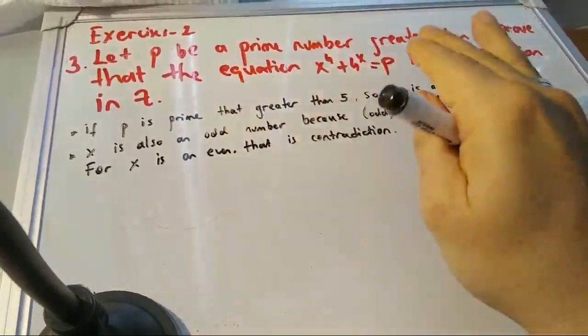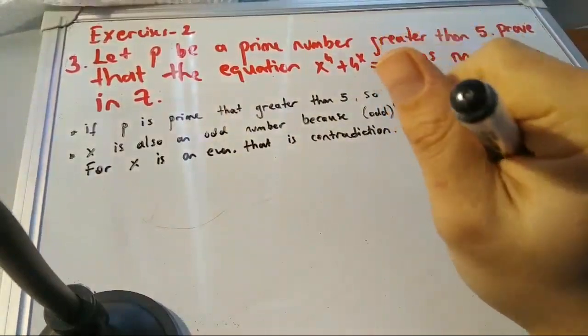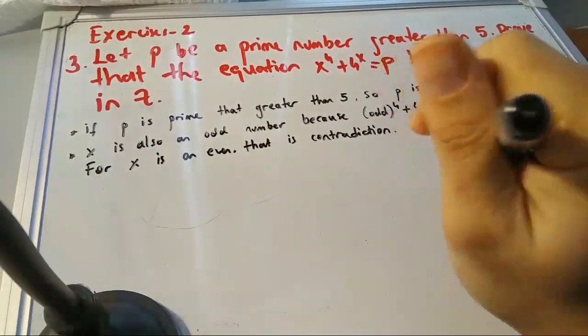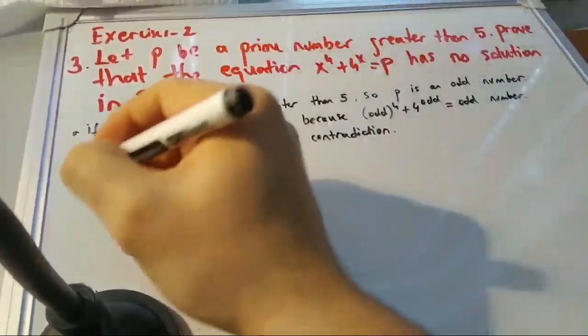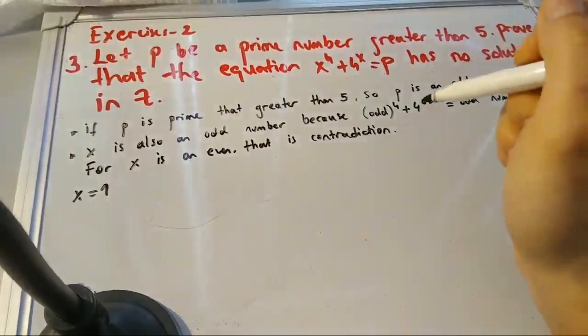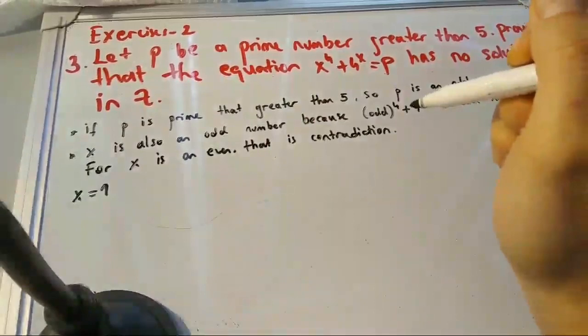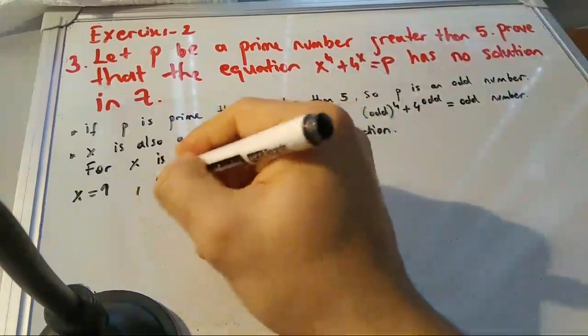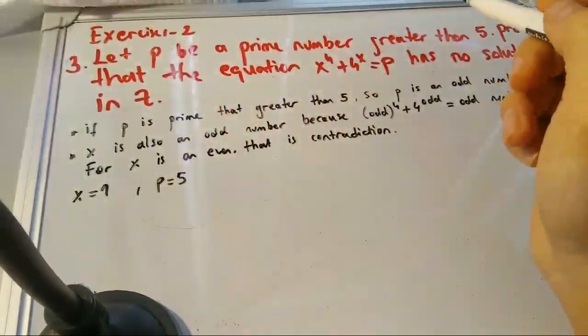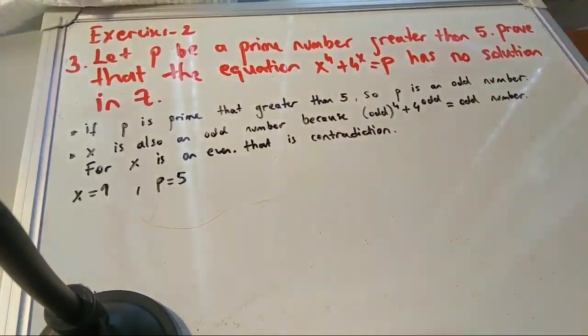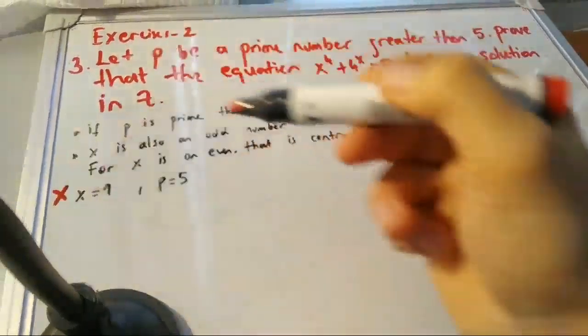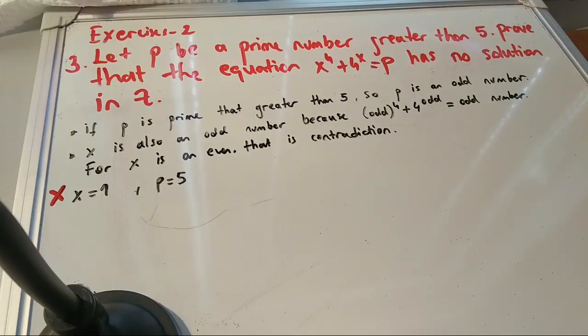Till here, is there another problem? Is it well? Okay. So for X is 1, P is 5, right? But in the question, P is greater than 5. So X cannot be 1. For X is 1, no solution.